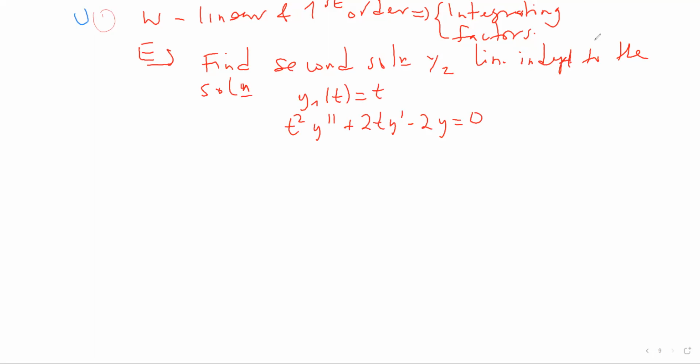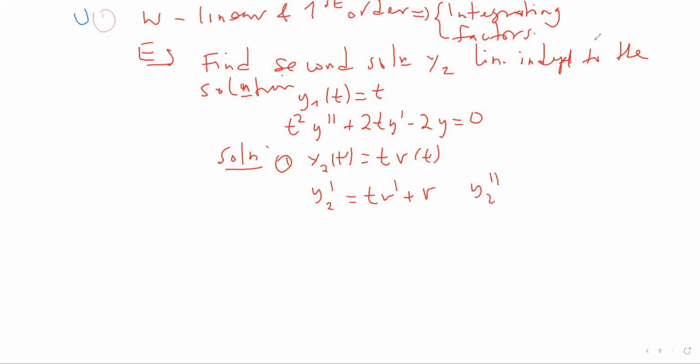So let me write this as the solution. Here y2(t) is equal to t v(t), where y1 is given. Then this implies that if we do y2', we have t v' + v by the product rule. And if we do y2'', then we will have t v'' + 2v'.